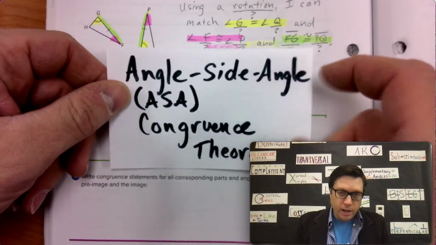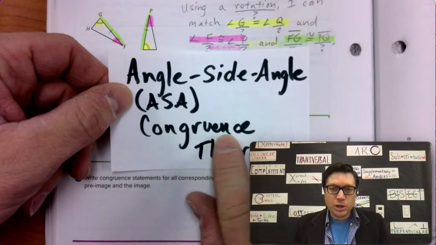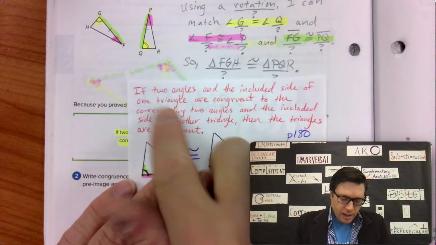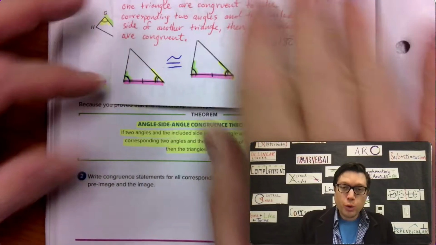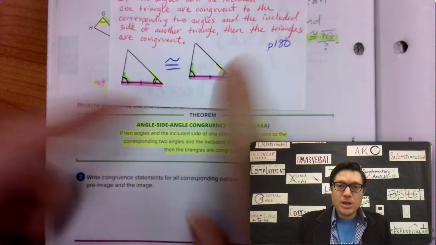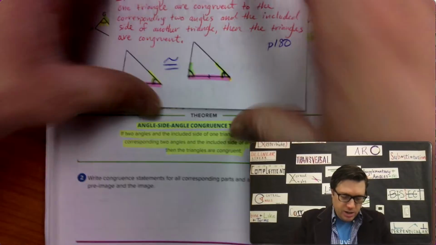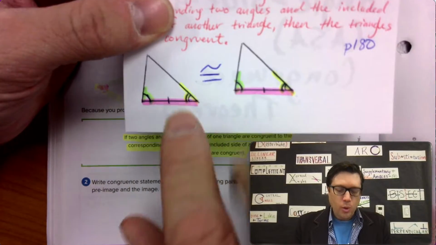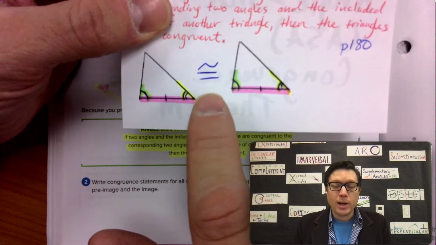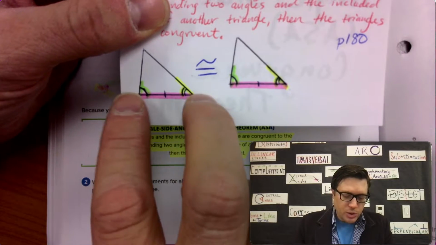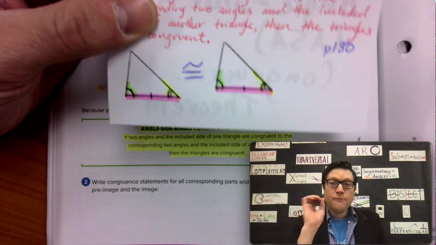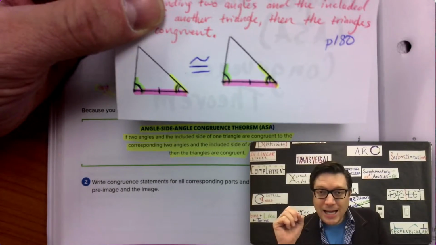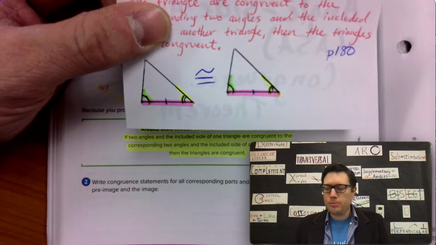Okay, so I have a note card here: angle side angle, ASA, congruence theorem. If two angles and the included side, it's what I read. So I drew it. I drew two triangles that match, and you can see that I've got a side in between two angles, and it's a matching side in between those two angles on the other triangle. For this reason, angle side angle, those two triangles should be the same.